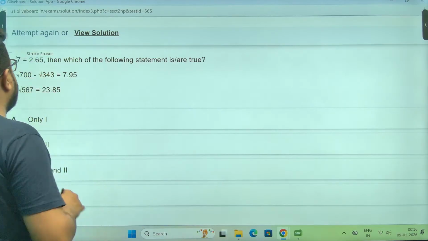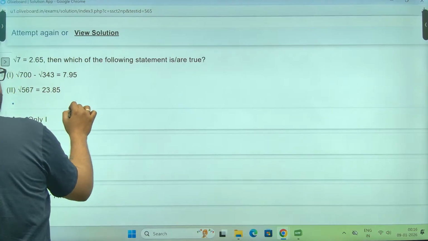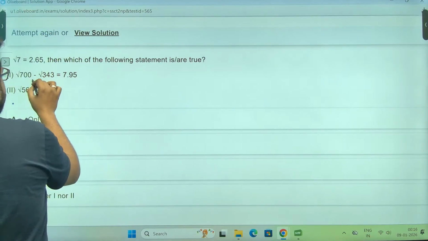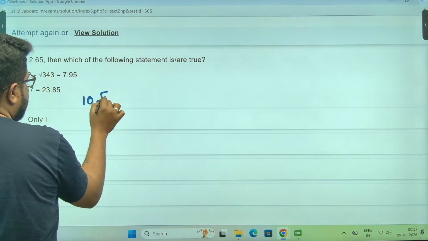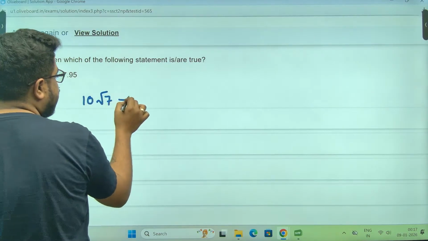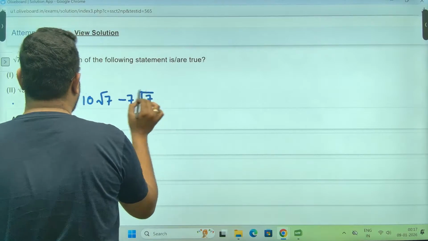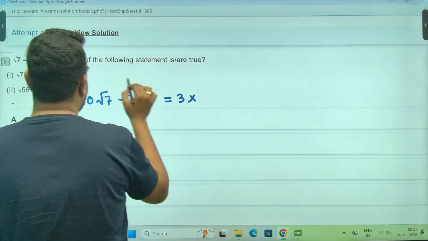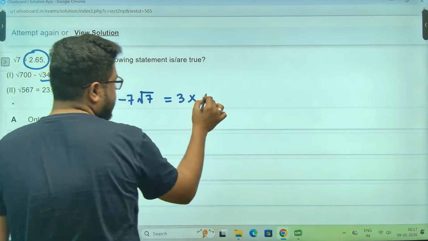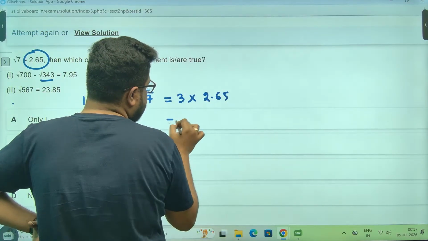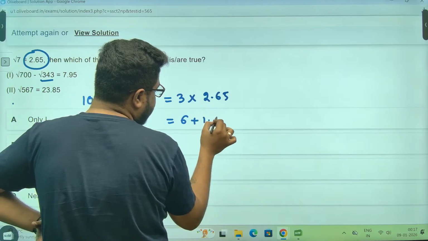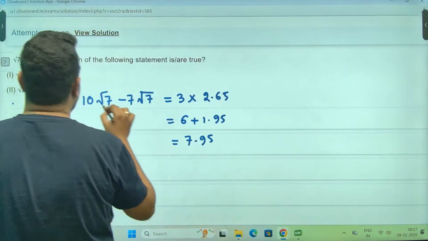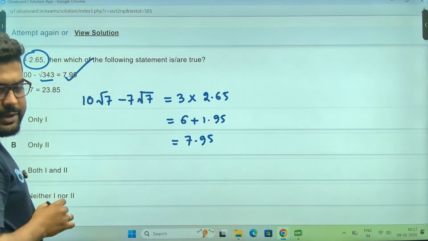Sir, root 7, they have given you the answer. They have given you the value for root 7. 700 will be 10 root 7. This is 7 cube, meaning 7 root 7. So that means 3 root 7 we will get. Root 7 value is 2.65. So 6 and 6.5 meaning 1.95. So 7.95. Is that the answer? Yes, sir. So the first statement is true, 100%.